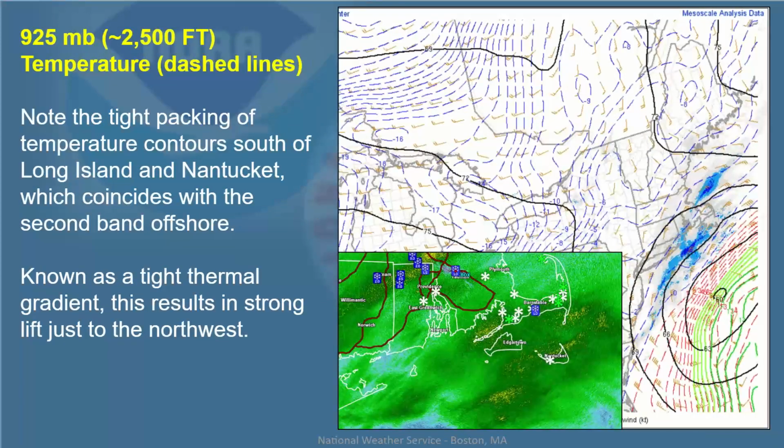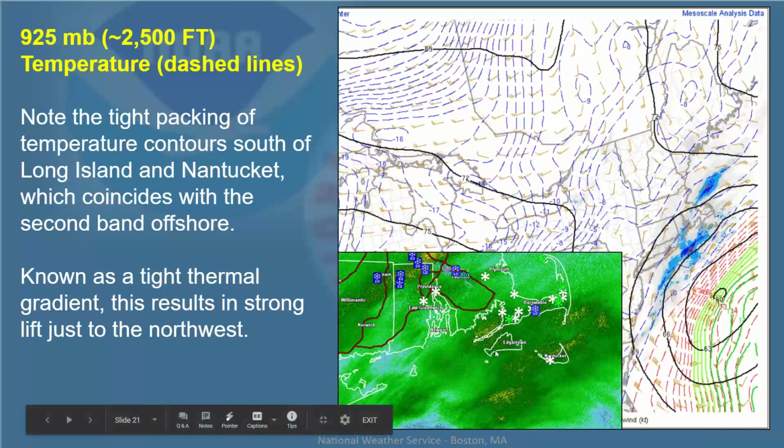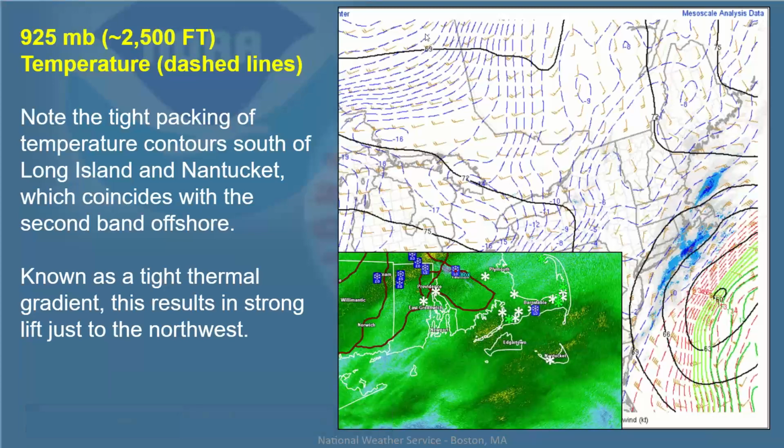And looking at 925 millibars, note the tight packing of temperatures south of Long Island and Nantucket. That coincides with the second band. So it's quite common in our winter storms to see 2 bands. One's being generated off the surface. Sometimes there could be a coastal front where temperature could differ from, say, 33 degrees to 18 degrees over a very short distance. That can be a focus. And then you have your mid-level frontogenesis band.